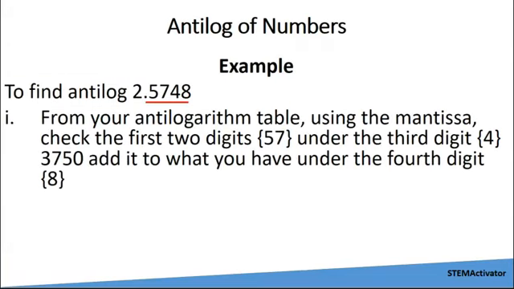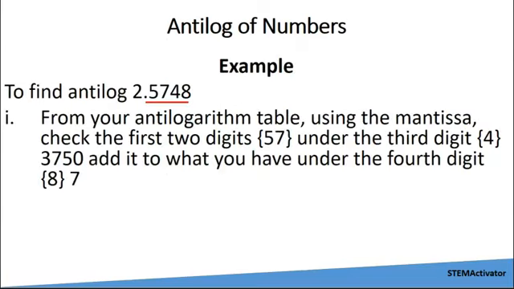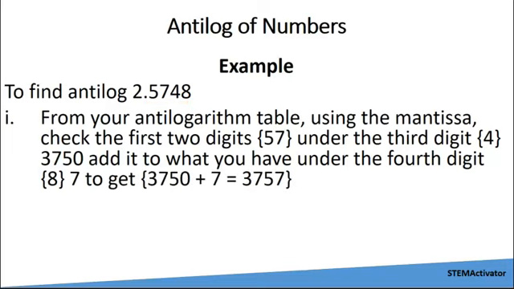So we now check the fourth digit, which is 8. We are checking 57 under 4, difference 8. If we check our difference 8, what we have there is 7. So we are adding the 3750 to 7. What do we have? We have 3757.